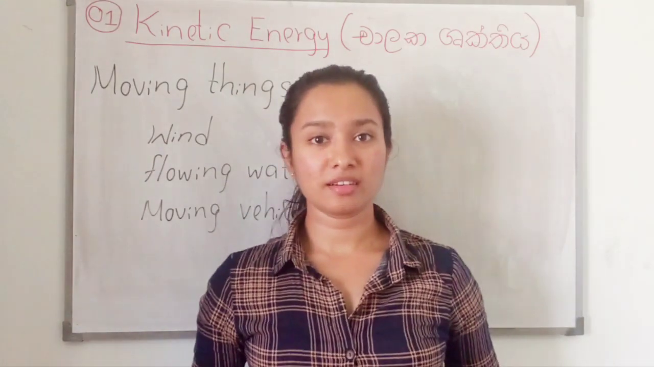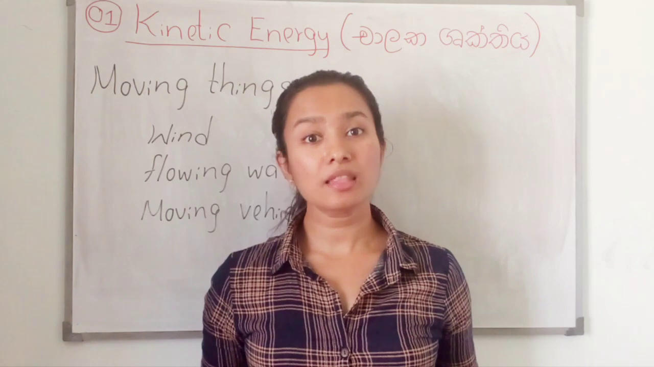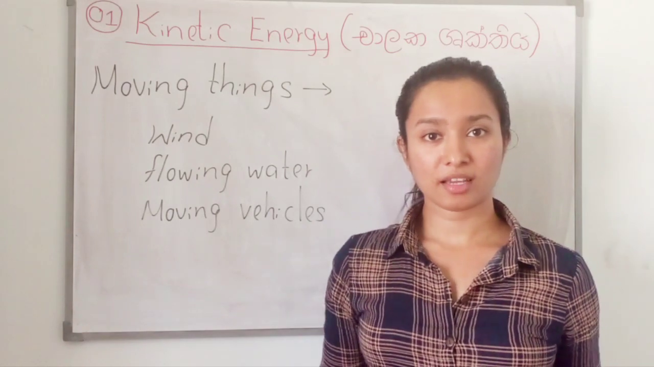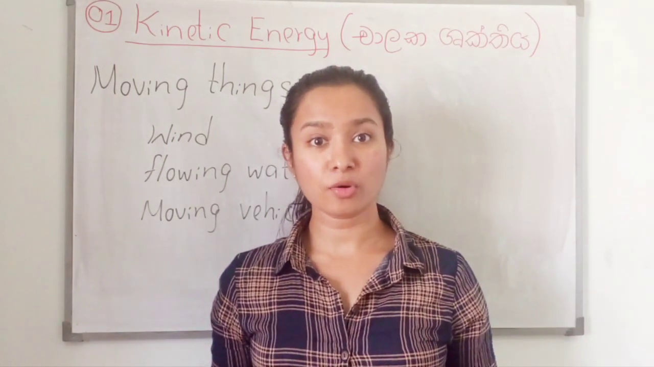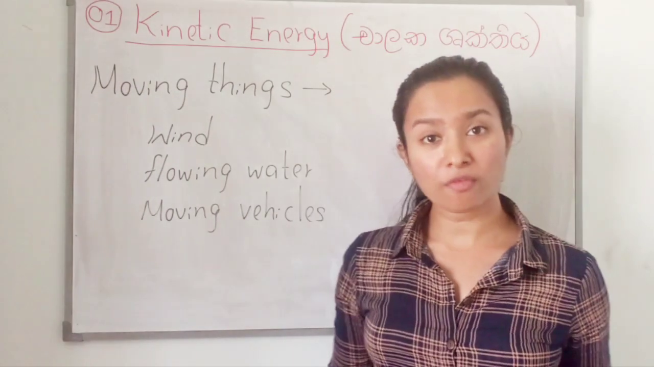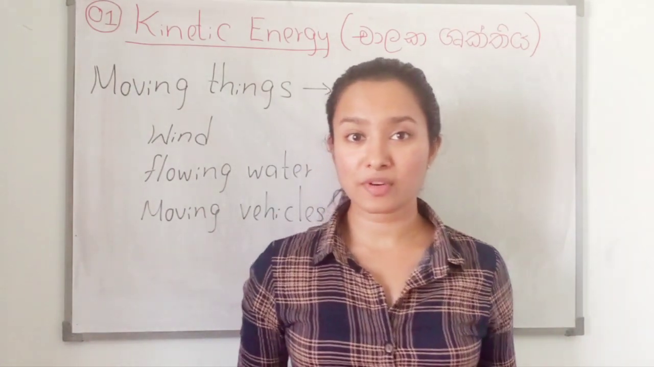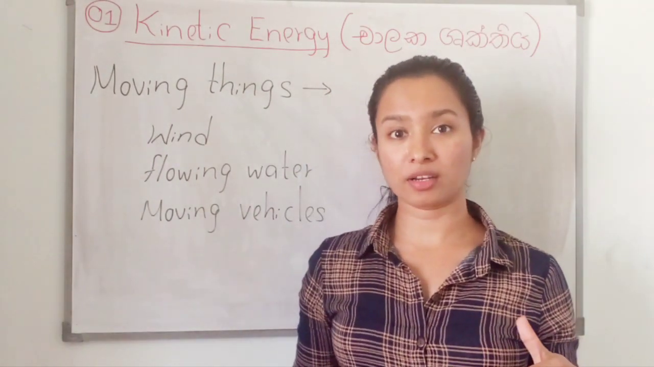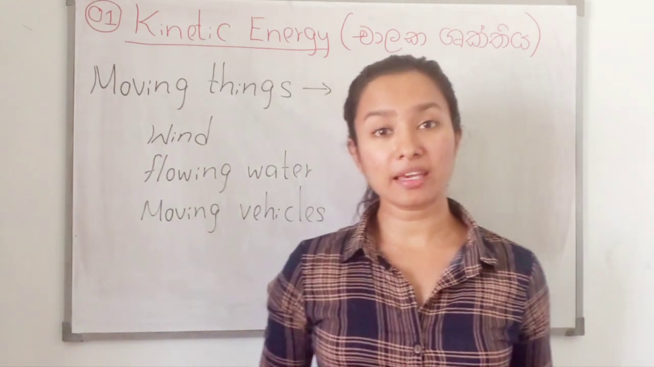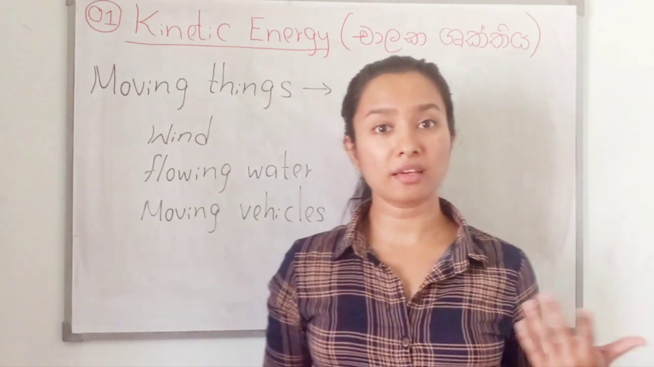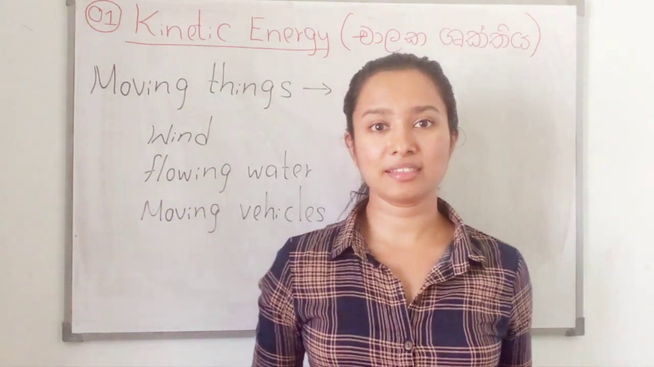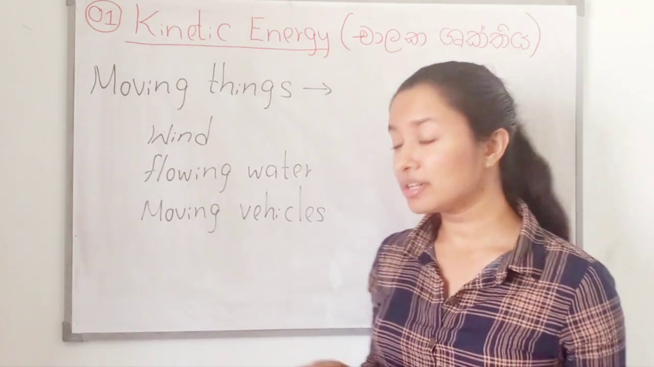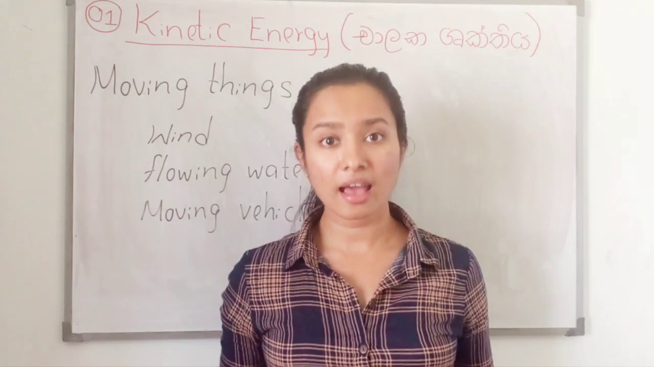In most situations in our day-to-day life, we see moving things. What are the moving things we can see? The wind. Wind means movement of air. So, wind is a moving thing. Then, flowing water. The waterfalls, rivers, streams, water is flowing. So, there is a movement of water. And moving vehicles. The moving of cars, moving bicycles and aeroplanes. They all are moving. So, we have to find whether these moving things contain energy.